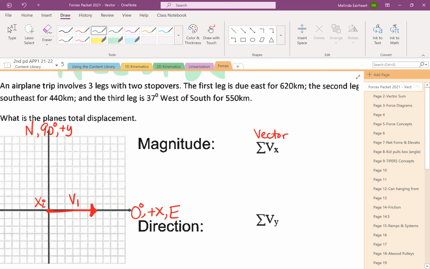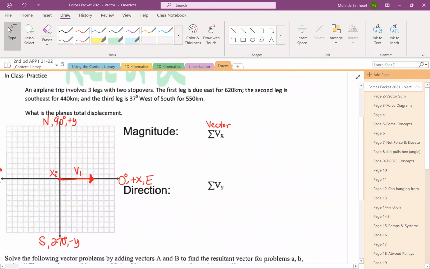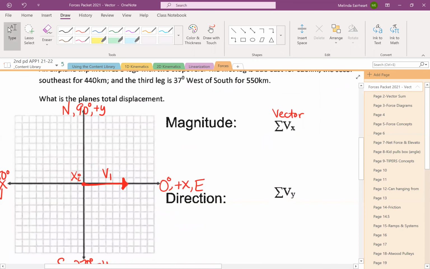The second leg is southeast for 440 kilometers. So same unit, all good. 440 is the smallest number. This is going to be my smallest arrow. Where's southeast? Right and down. There you go. Okay. English is hard sometimes, right?